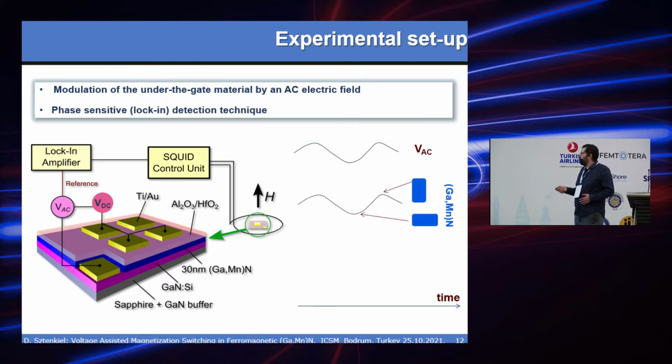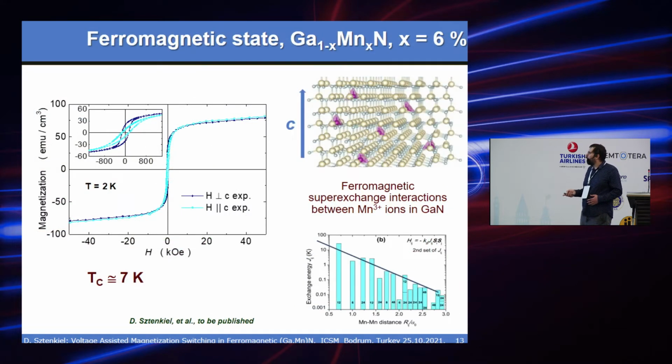So through the inverse piezoelectric effect we change the thickness of our layer. Of course, the changes are very, very small. And finally, we modulate the magnetization in phase with the AC modulation. And we investigated this effect in gallium manganese nitride, now with higher manganese concentration, about 6%.